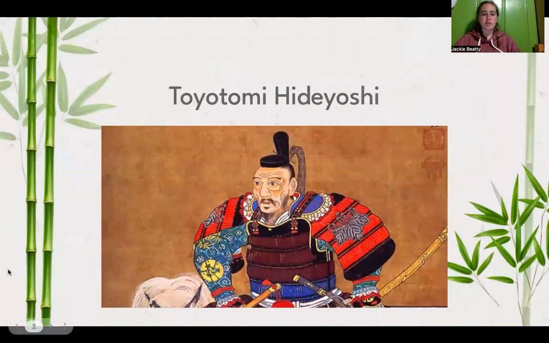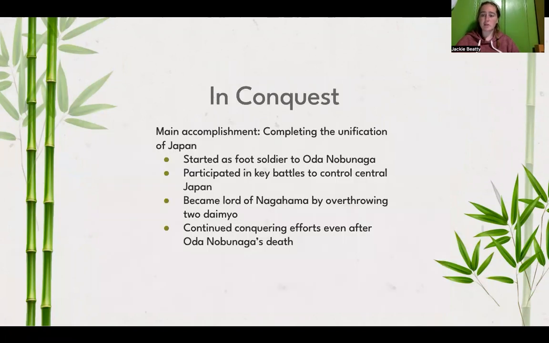So we're starting off with Toyotomi Hideyoshi, and he participated in the conquest of Japan that was intended to sort of unite the different territories throughout the island. And in the end, he did complete this goal by the end of his life. But before that, he started out as a foot soldier to Oda Nobunaga, who we're going to talk about more a bit later.